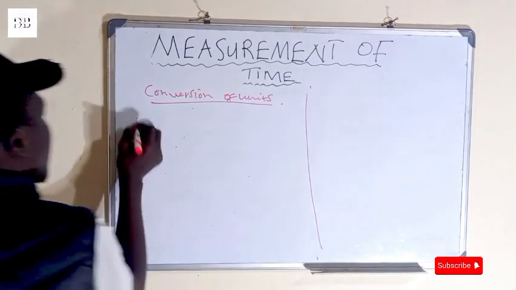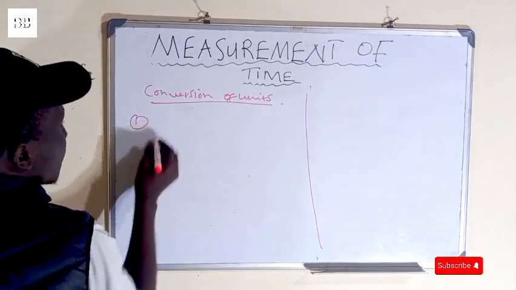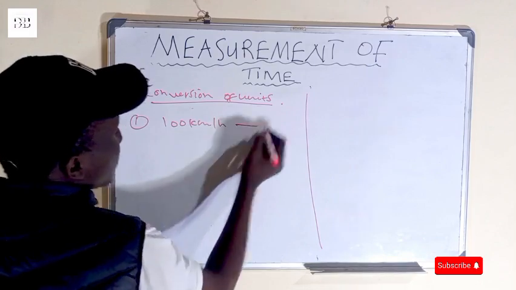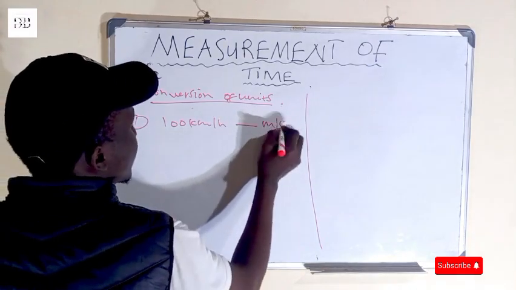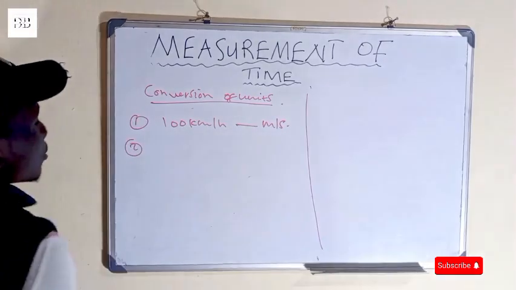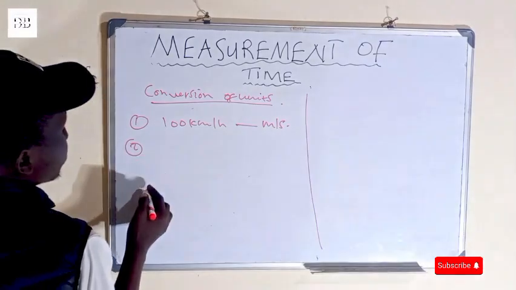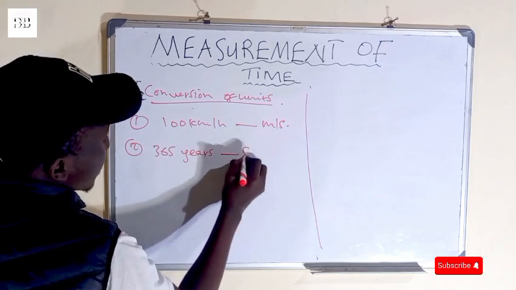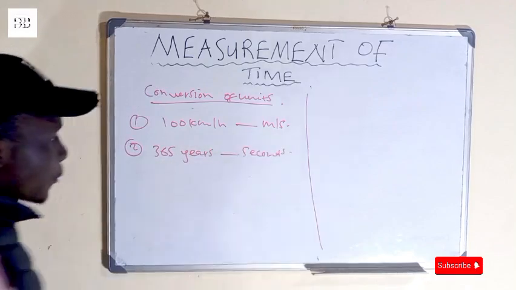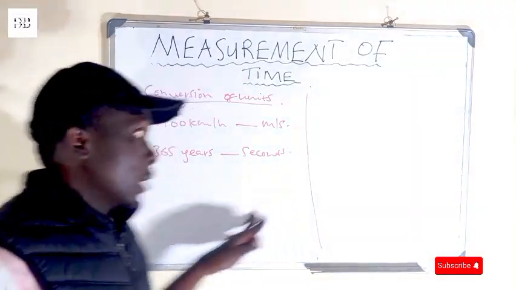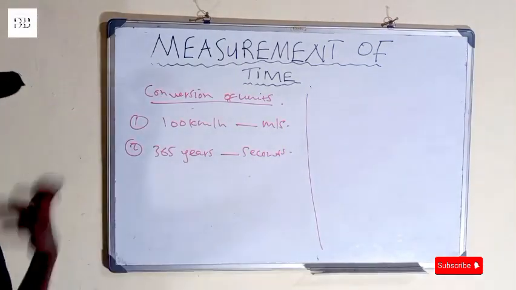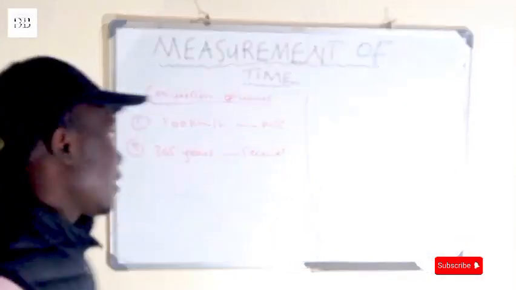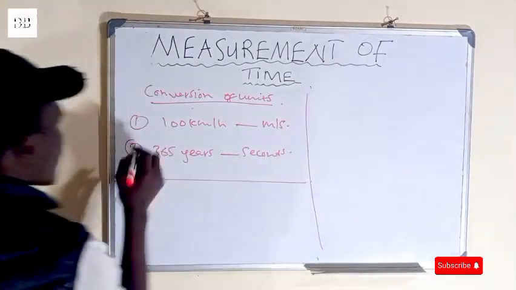So I'll just do two examples. One, we'll have to convert 100 kilometers per hour to meters per second. Then number two, we'll have to convert 365 years into seconds. So that's like converting a year into seconds. I know that this sometimes becomes really hard, but it's one of the easiest things you can do. So let's begin with the first part.